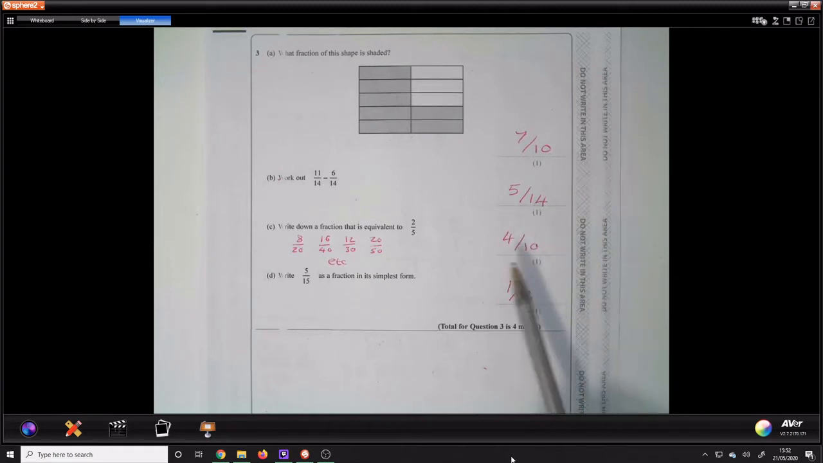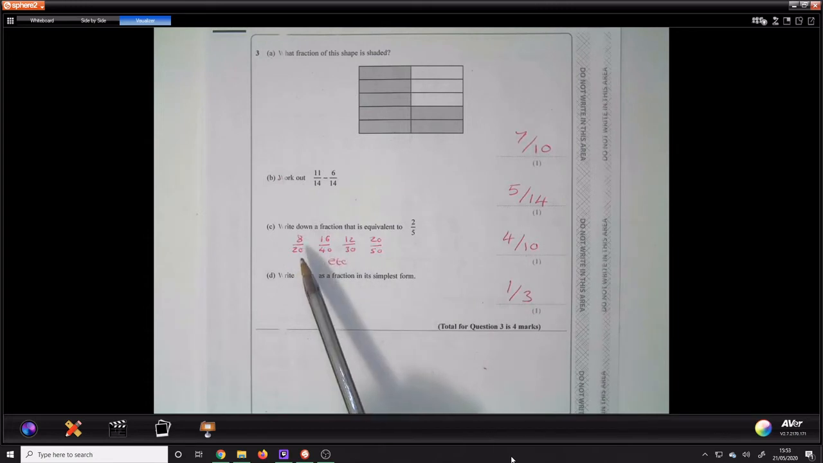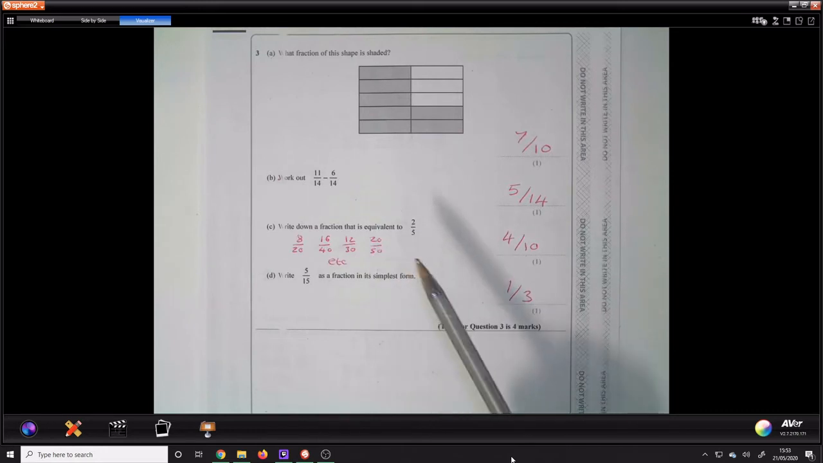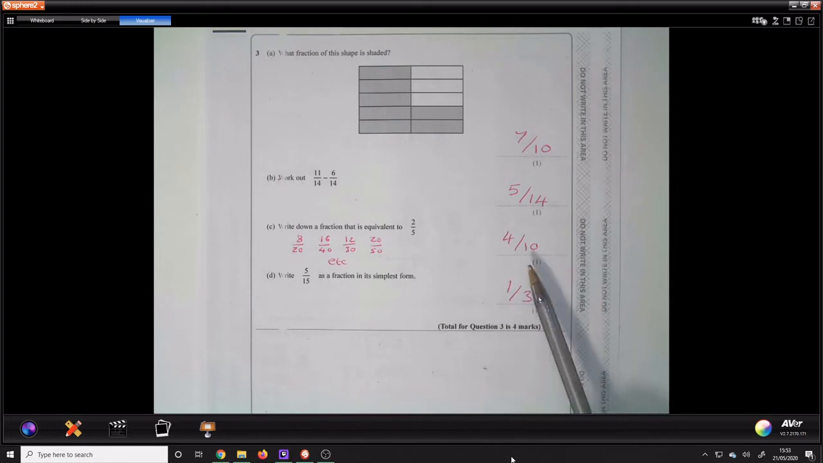Write down a fraction equivalent to 2/5. Okay, there's lots of answers to this. The easiest one is probably just to do 4/10. You could have also had 8/20, 12/30, 16/40, 20/50, and so on and so on. There's actually an infinite number of answers, but what we're looking for really, the easiest one is 4/10. If you've got any of those, that's fine too. And 5/15 in its simplest form is 1/3, 1/3.